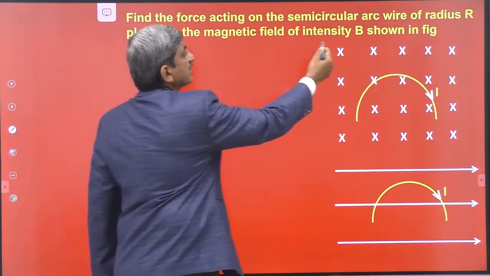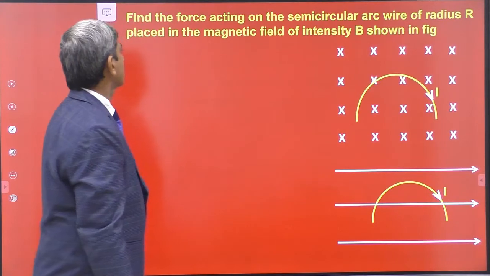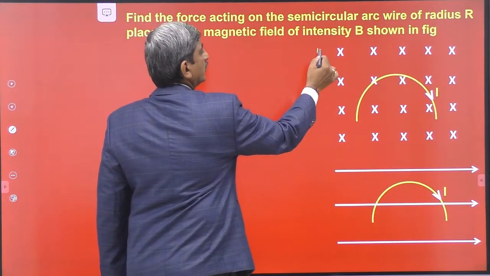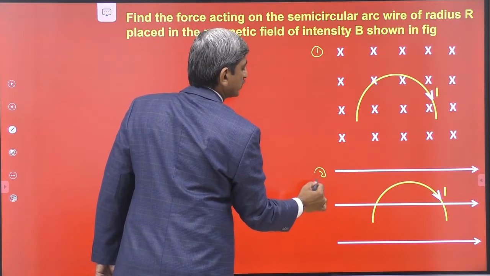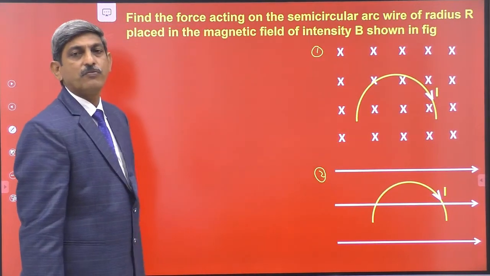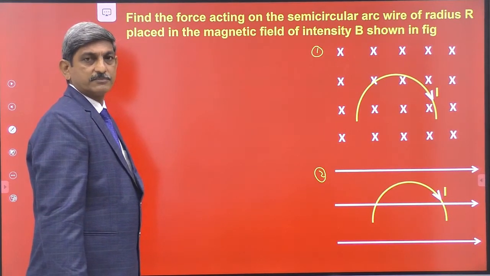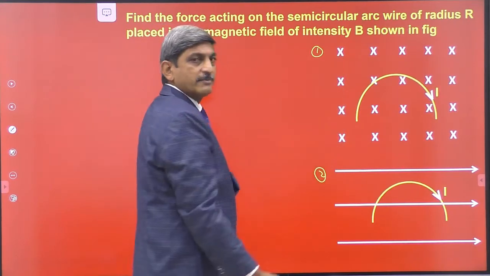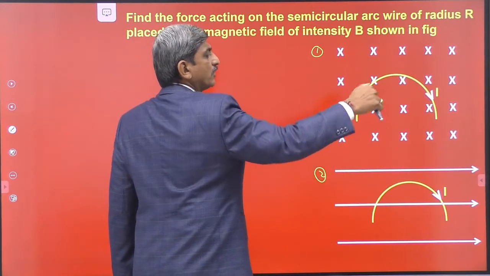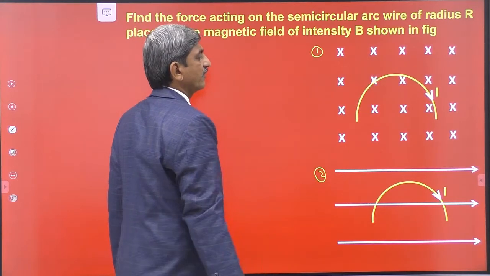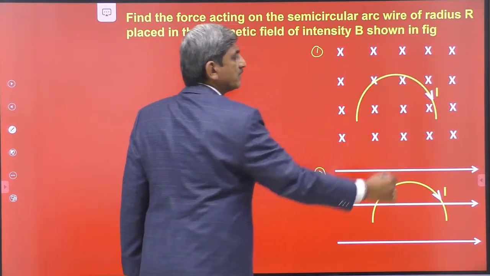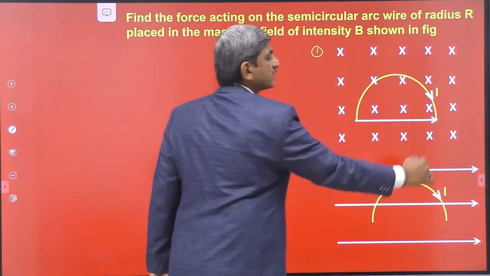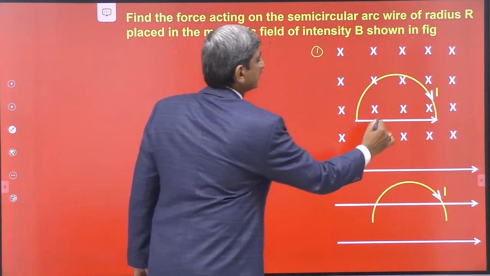Find the force acting on the semicircular arc wire of radius R placed in the magnetic field of intensity B shown in the figure. Here, two diagrams are given to us, and in these two diagrams, we are going to determine the force acting on the wires. Now, in the first case, see what is the direction of the magnetic field? It is perpendicular to the board and entering into the board like this. Whereas, the given wire is in the form of the semicircular arc. That's why, let us join the initial point and final point by means of a straight line. We get the length vector.